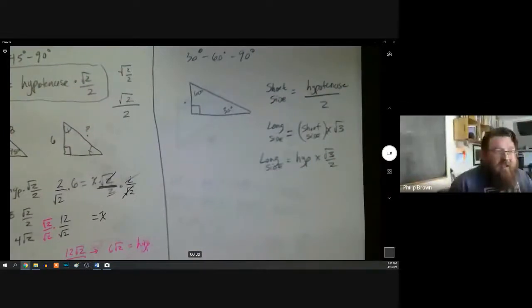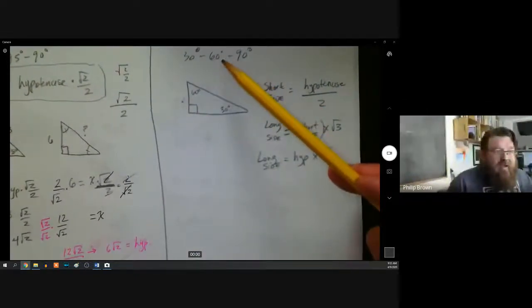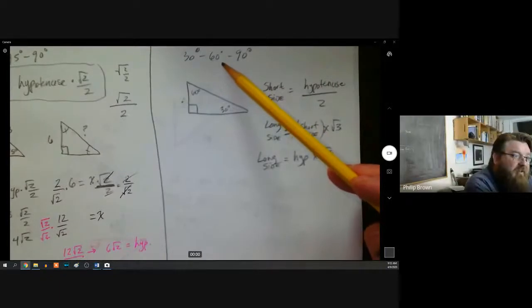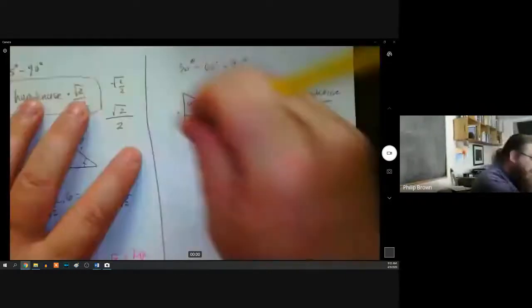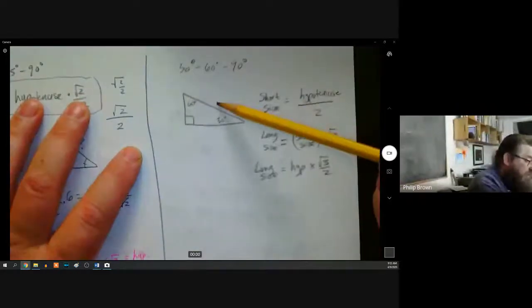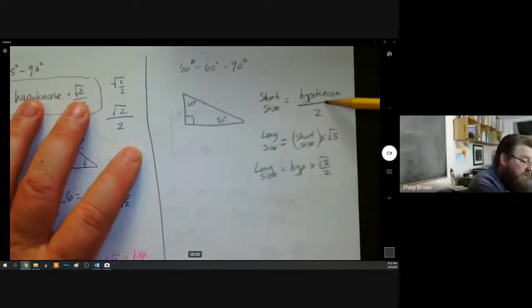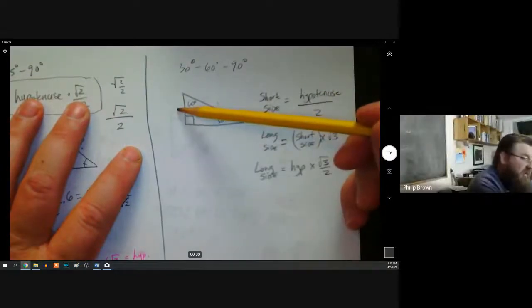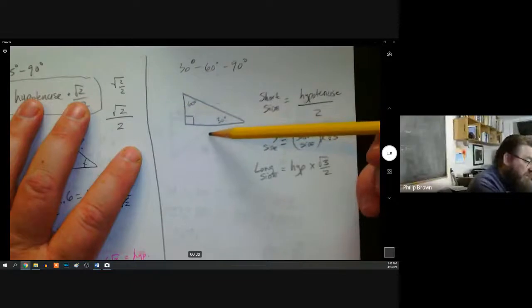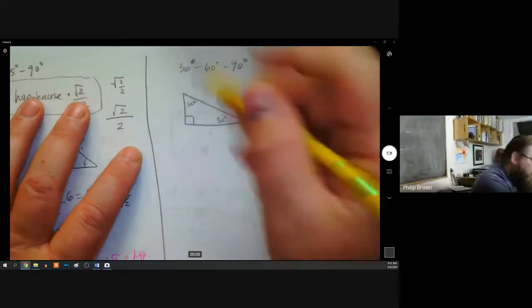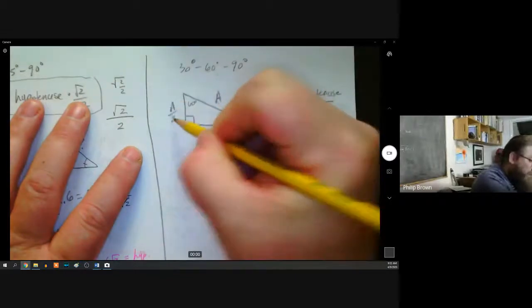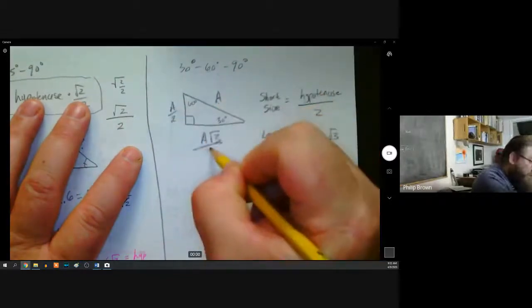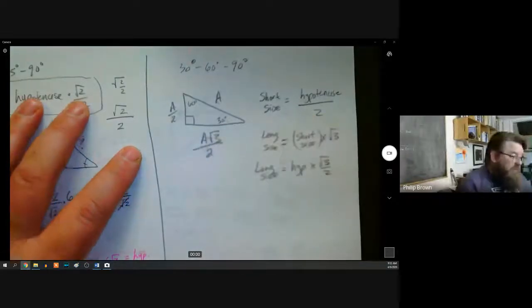Now, here's the deal. If you know it's a 30, 60, 90 right triangle, all you need is one side to figure out the other two. All you need is one side to figure out the other two. So if you know the hypotenuse, well, you can just plug that in here. You take half of it for this, and then you take the half multiplied by the square root of 3 to get this. So no matter what this value is, this is going to be half of it, and this is going to be that times the square root of 3. Do you see?